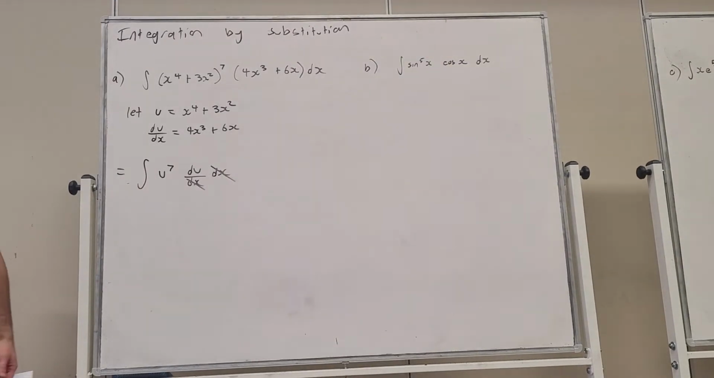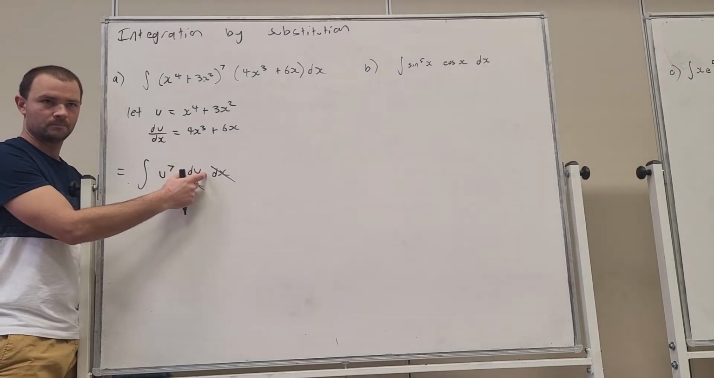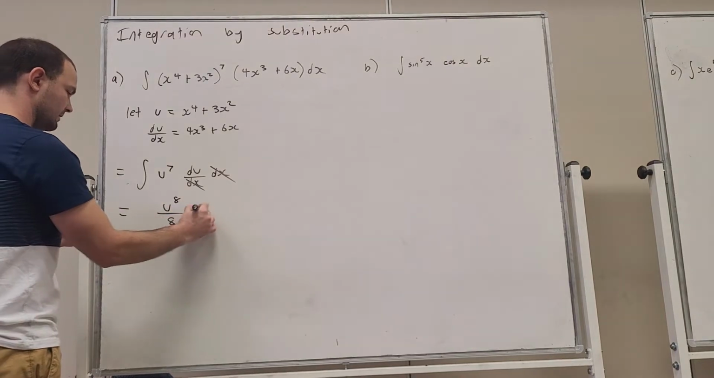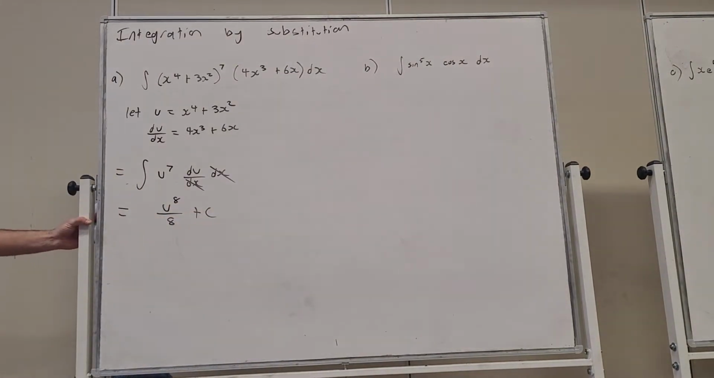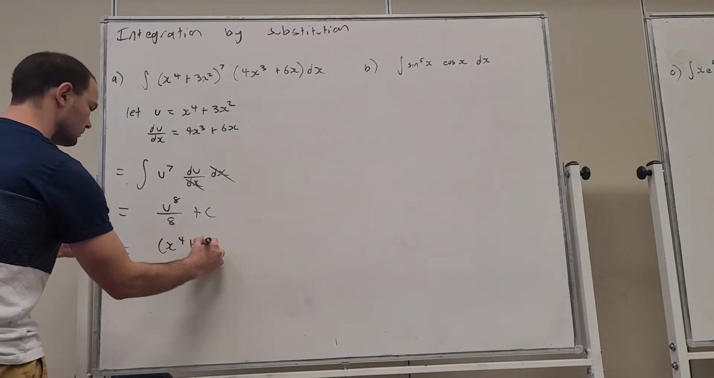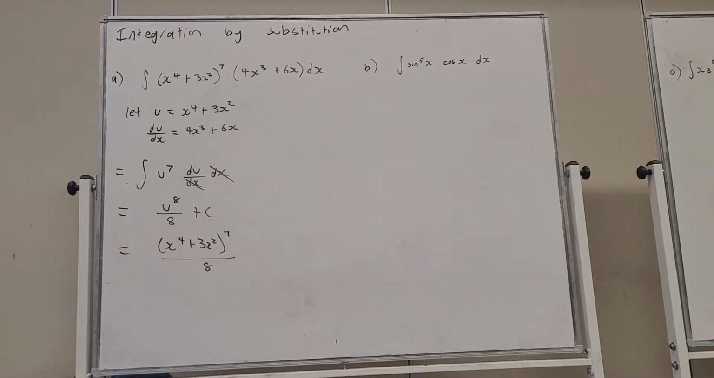And what are we left with? The integral of u to the power of 7 with regards to u. So that's something we can perform, isn't it? What does that become? u to the 8 on 8 plus c. And then we will substitute u back in.